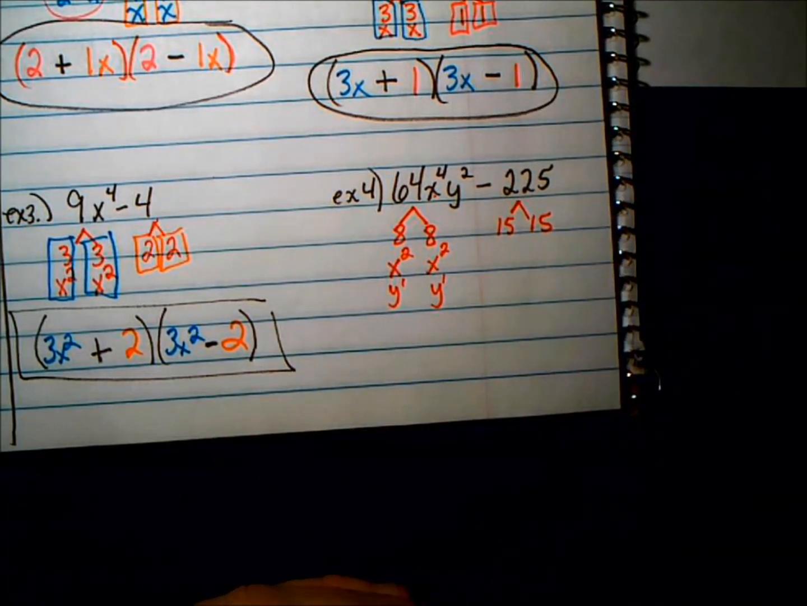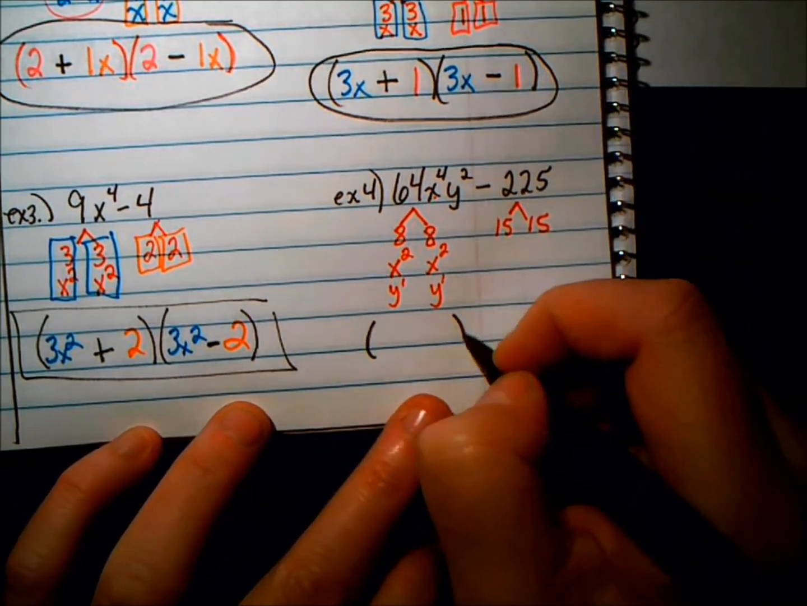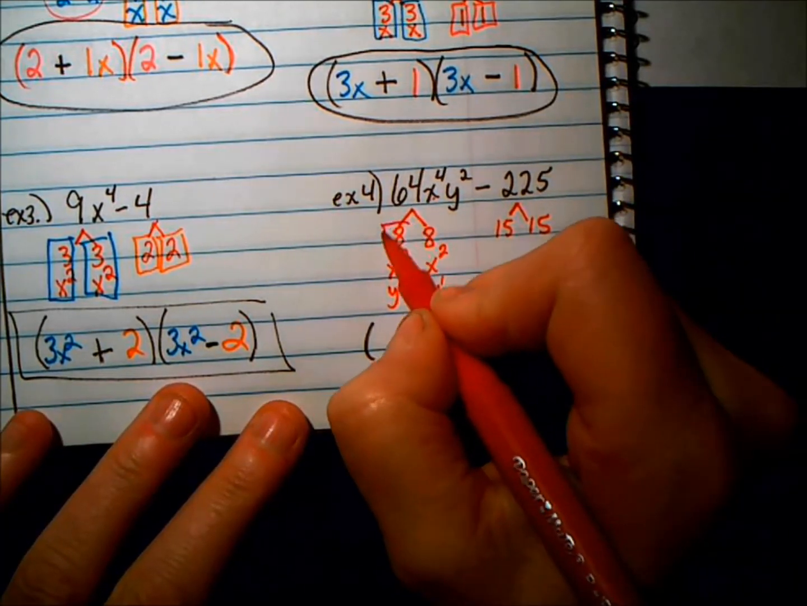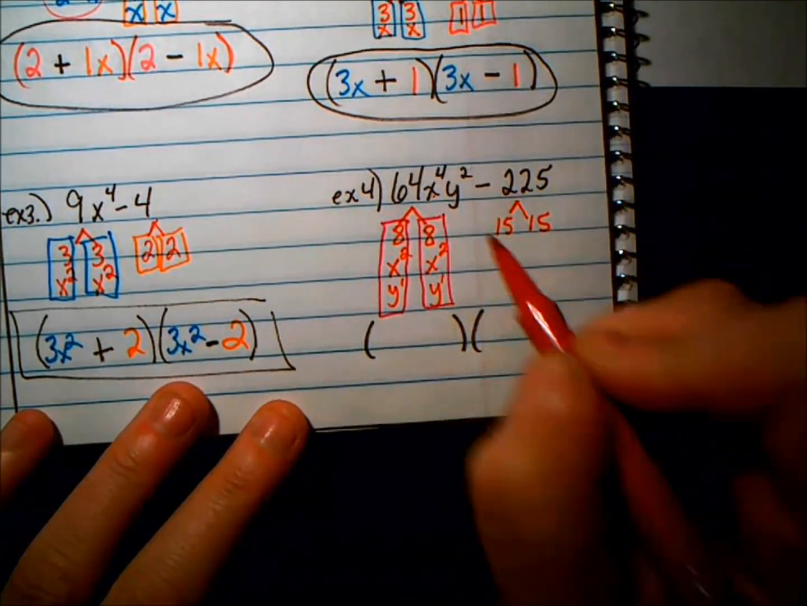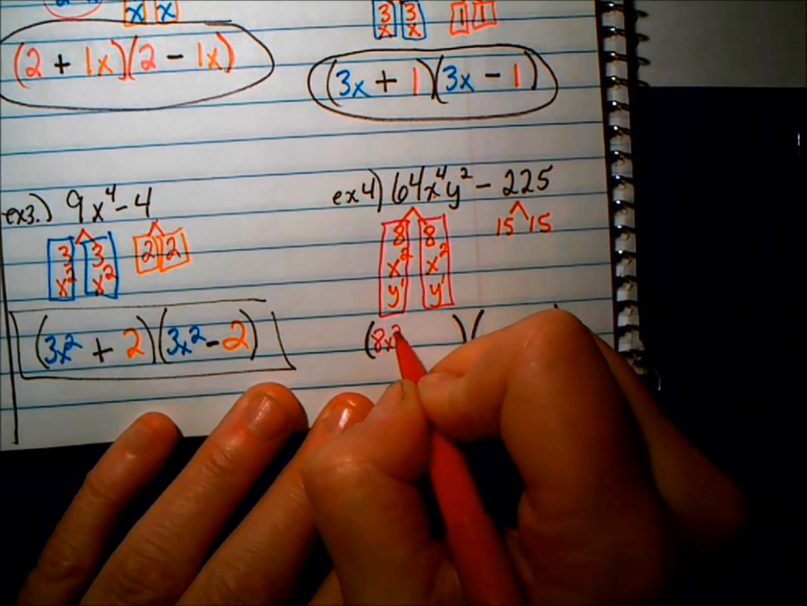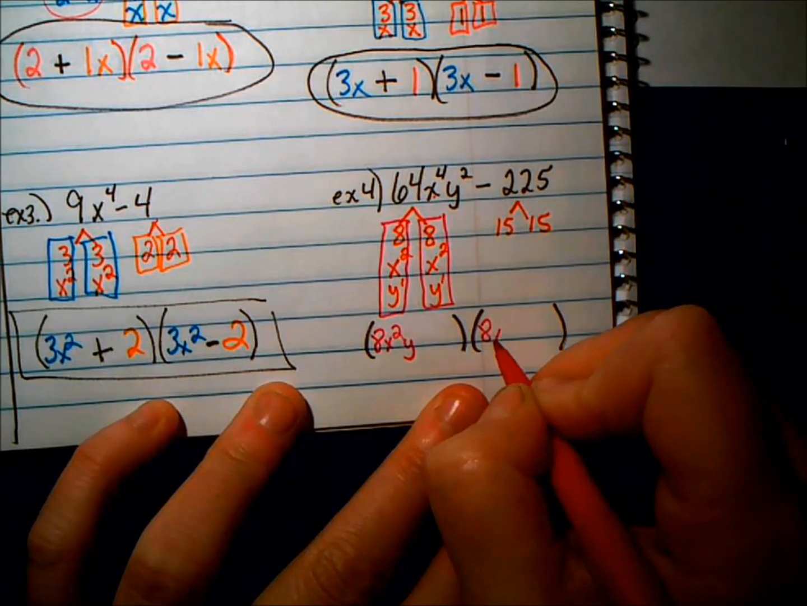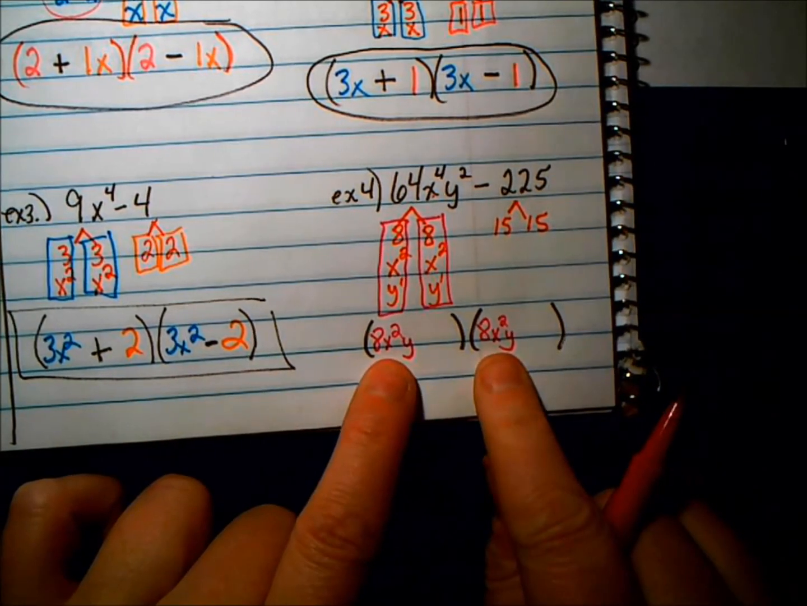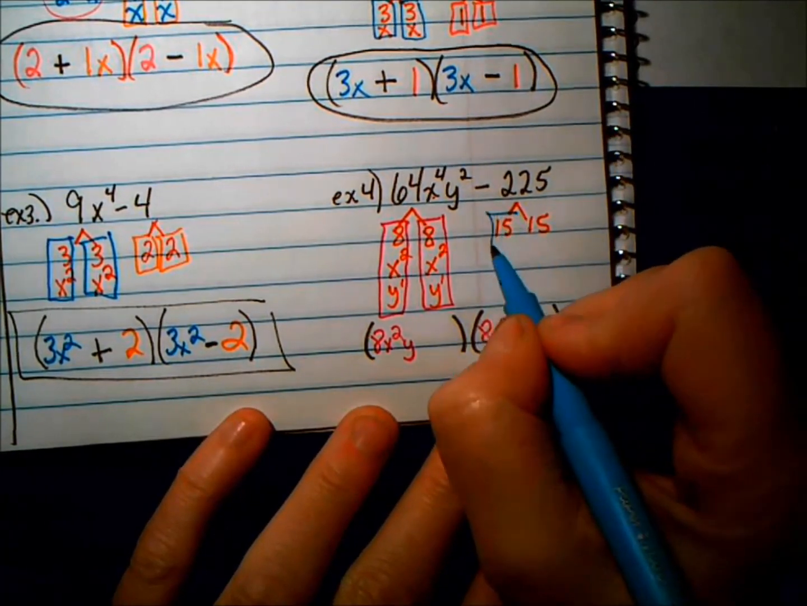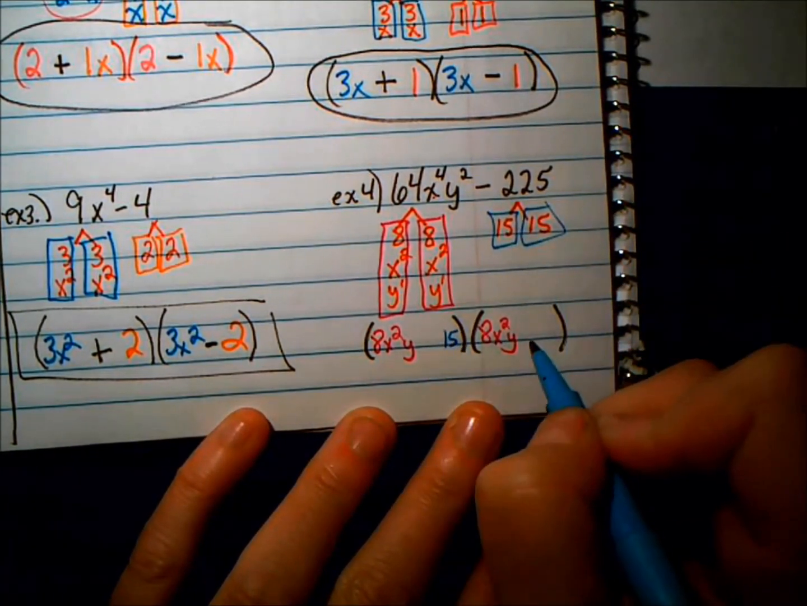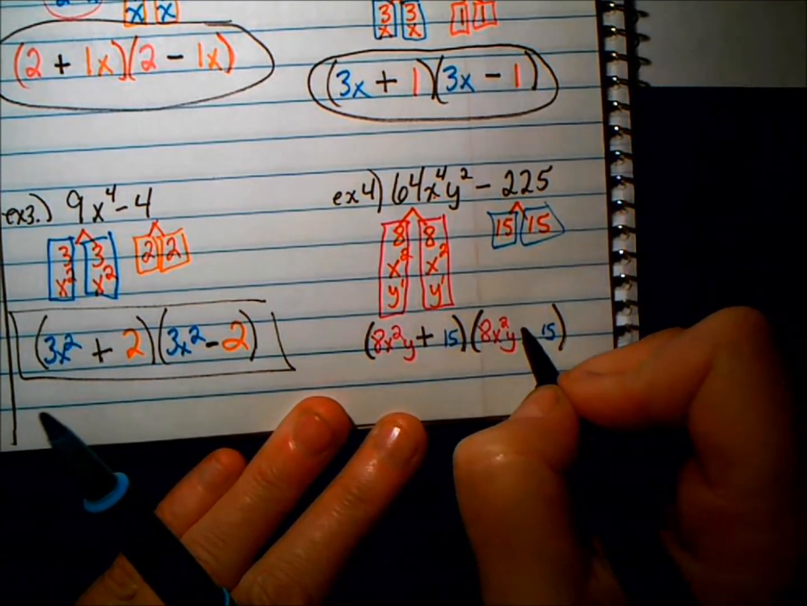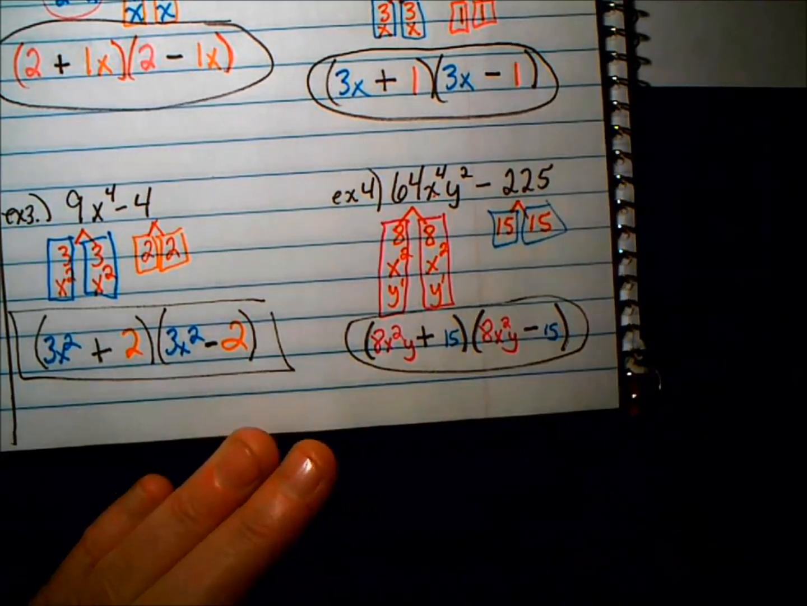Okay. Next step is to write your parentheses, and now your first terms have 3 parts to them. It is an 8x squared y. 8x squared y goes into both parts. Then the b squared is just the 15, and then the first binomial gets a plus sign, the second one gets a minus sign, and you are done with that problem.